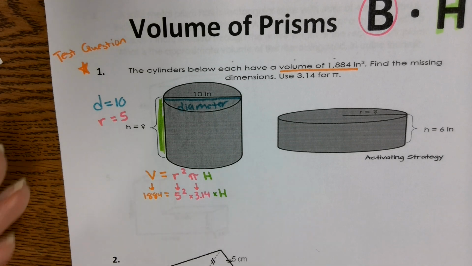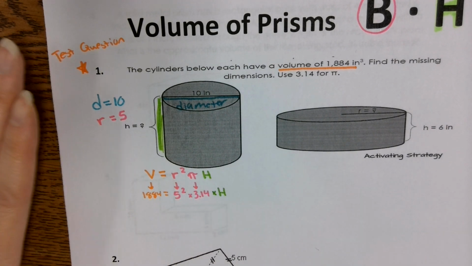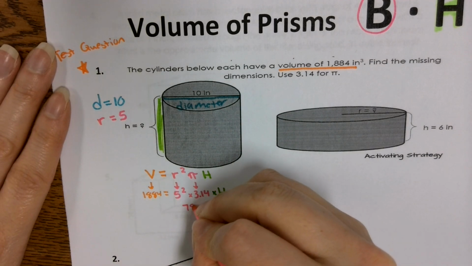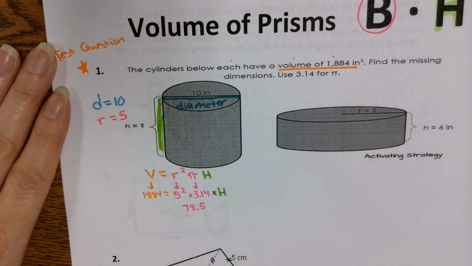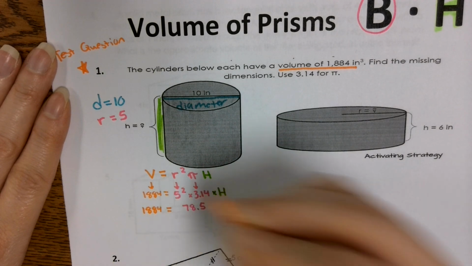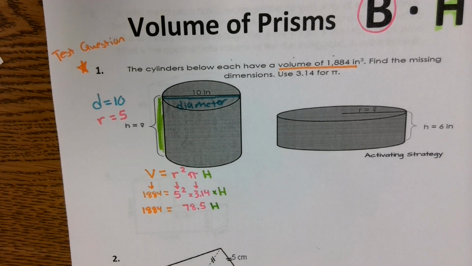Yeah, I can multiply 5 squared times 3.14 because those are numbers. I know how to multiply plain numbers. When I do that, I get 78.5. So now I have 1,884 is equal to 78.5 H. Okay, that's just an equation then. What's the inverse operation that I have to do to this equation? Go ahead, Yomar.